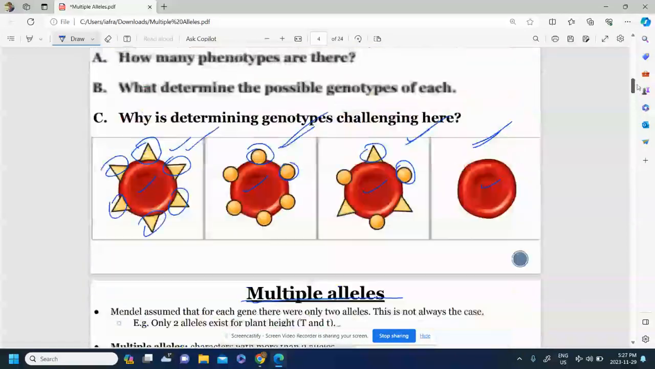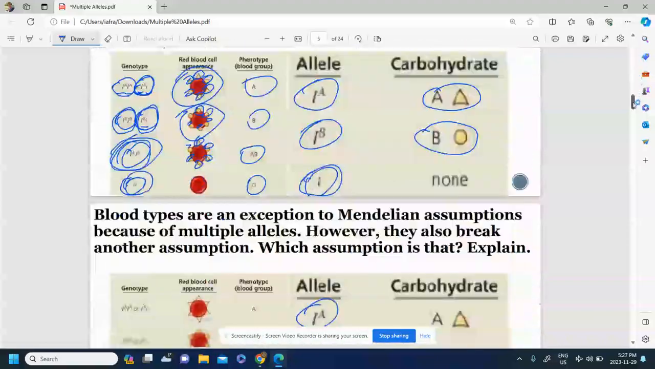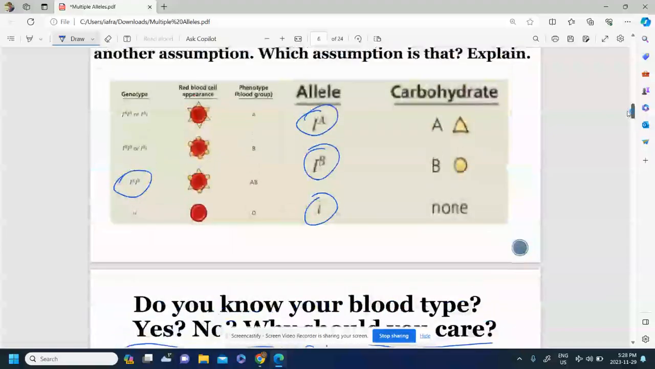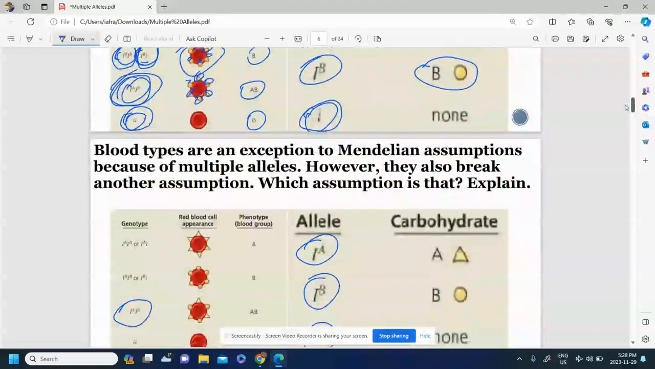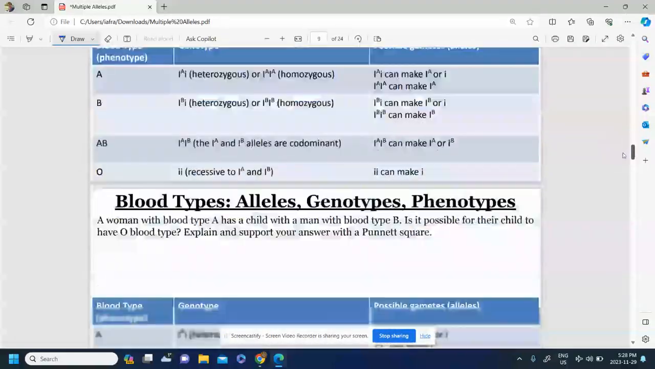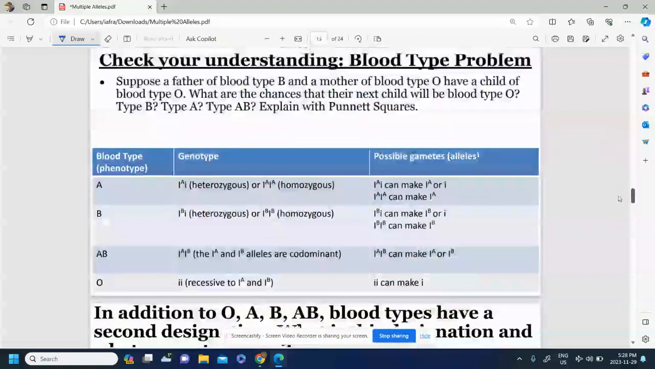So that first half that we just covered was basically just a little bit of an introduction to the concept of multiple alleles, blood type being an example of a trait, a character that has multiple alleles rather than just 2. In the next video, we're going to do some practice problems that go over blood types.